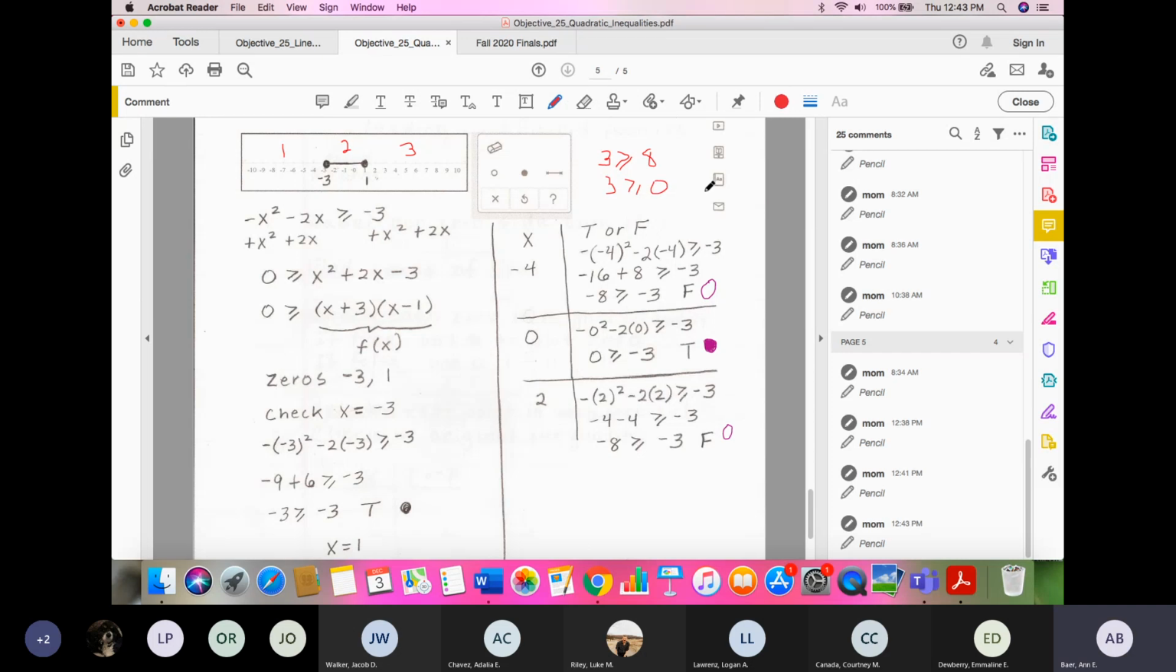And the question is, is 3 bigger than or equal to 0? And the answer is yes. Yes, it is. So that gives us a true statement right here.